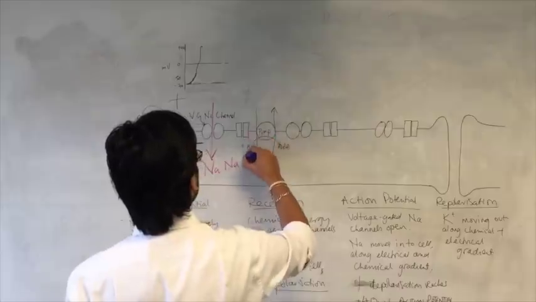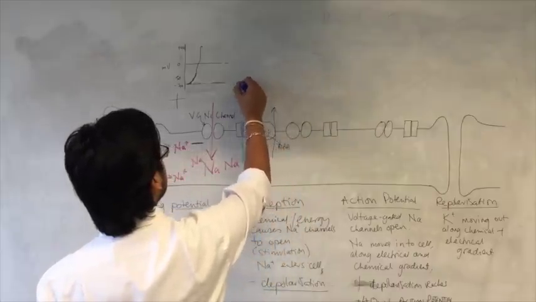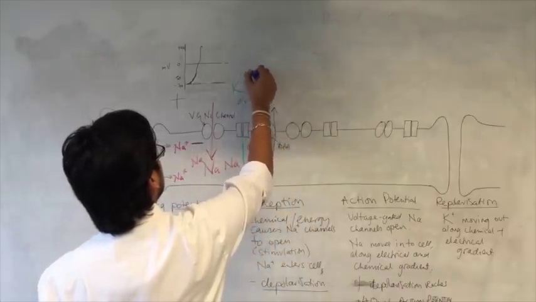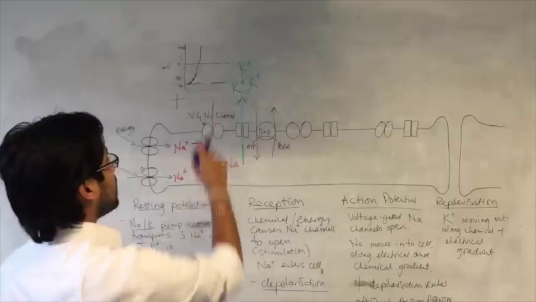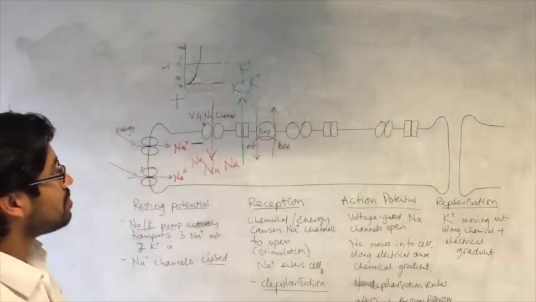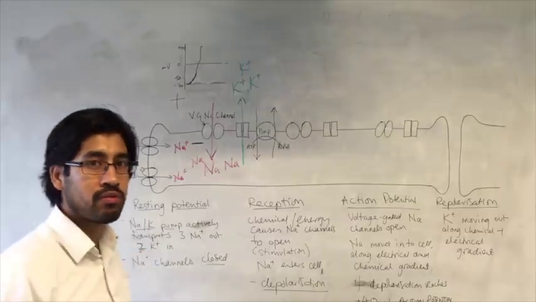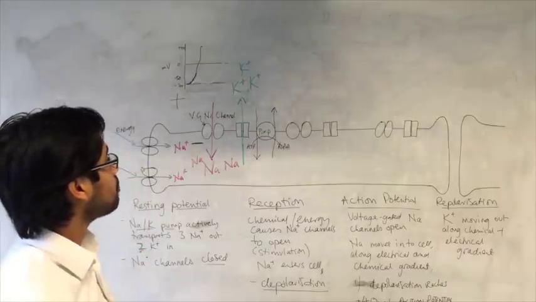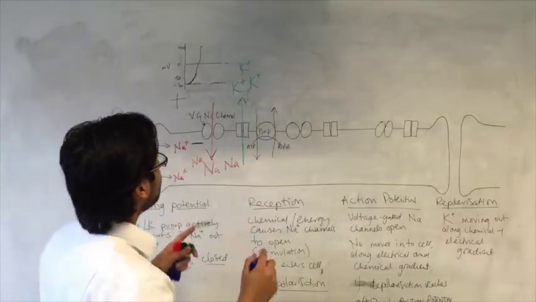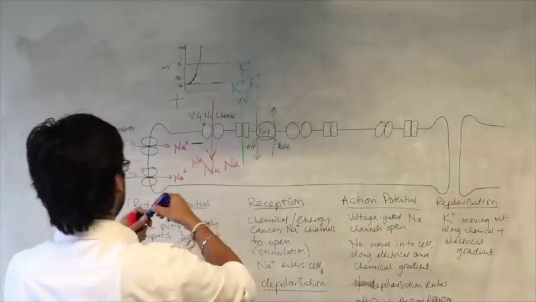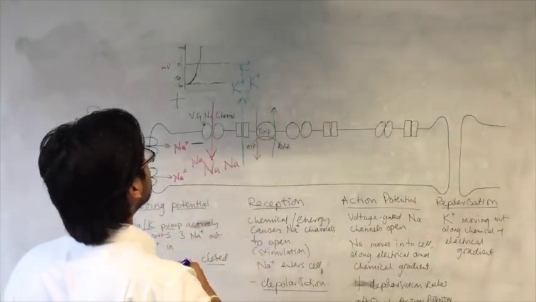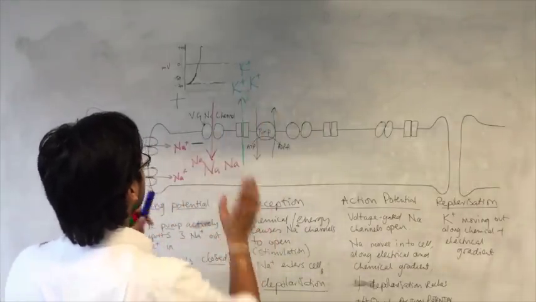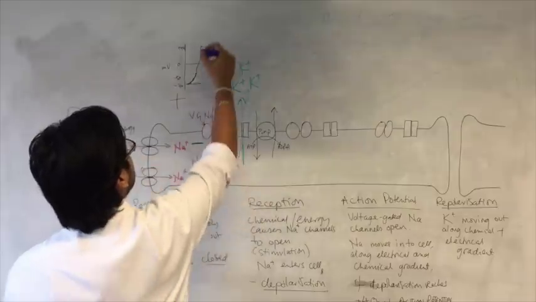So out of the channels, out goes the potassium. And now there's lots of potassium outside and lots of sodium inside. It's the opposite situation of the resting potential. Okay? But because the potassium has gone out, now we get repolarization.